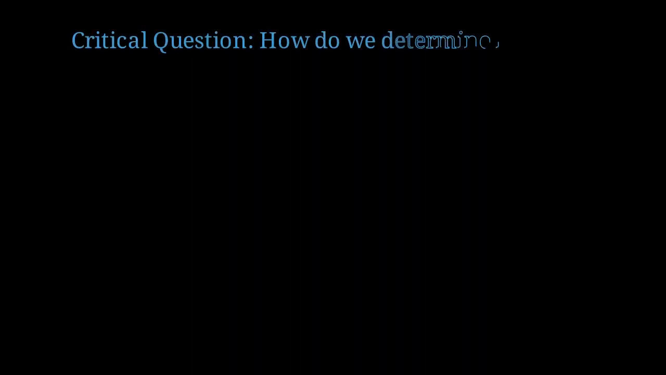Now here's the critical question. How do we experimentally determine these orders m and n? You cannot predict them from stoichiometry. You must measure them experimentally. The first experimental method is called the initial rates method. This is the most straightforward approach.